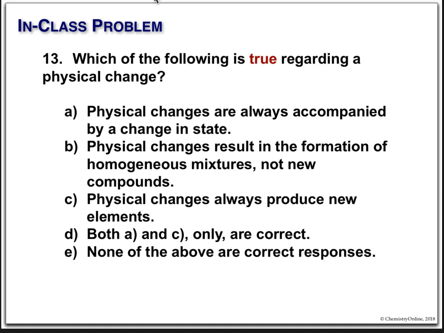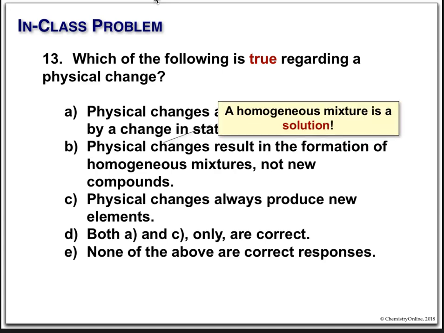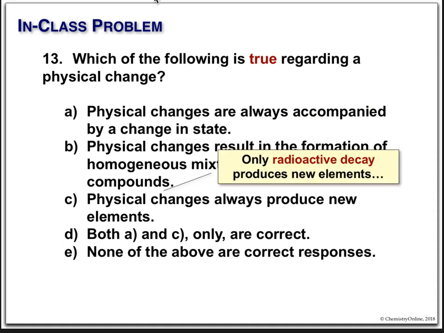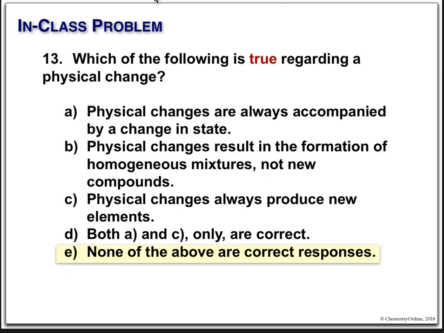Physical changes result in the formation of homogeneous mixtures. What's a homogeneous mixture? Basically, it's a solution, isn't it? And a physical change never makes a new compound. It's always the same stuff. So that's wrong. Physical changes always produce new elements. Again, we have always. That's wrong. The only way to make new elements is a radioactive decay process. And finally, that means that all of these were wrong, so none of them are correct.